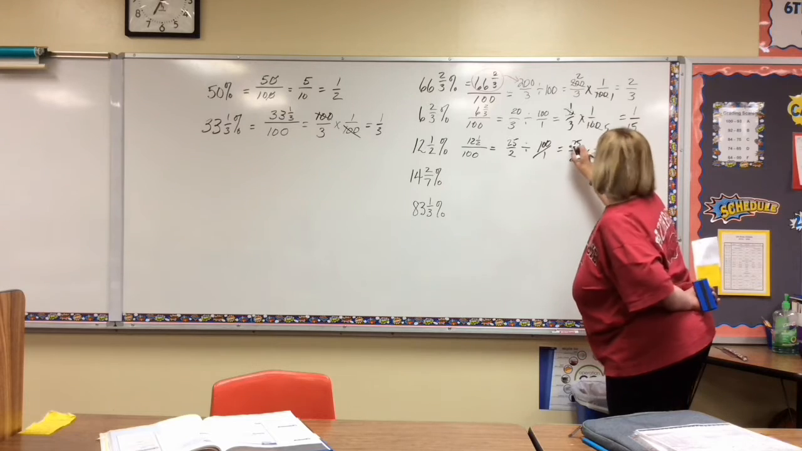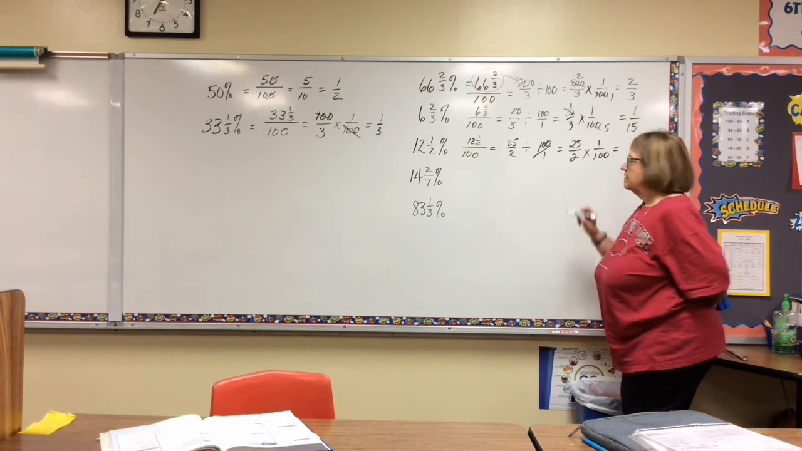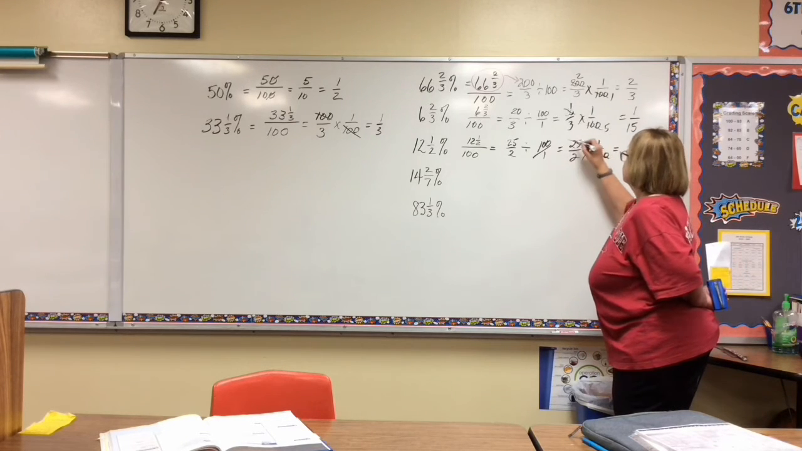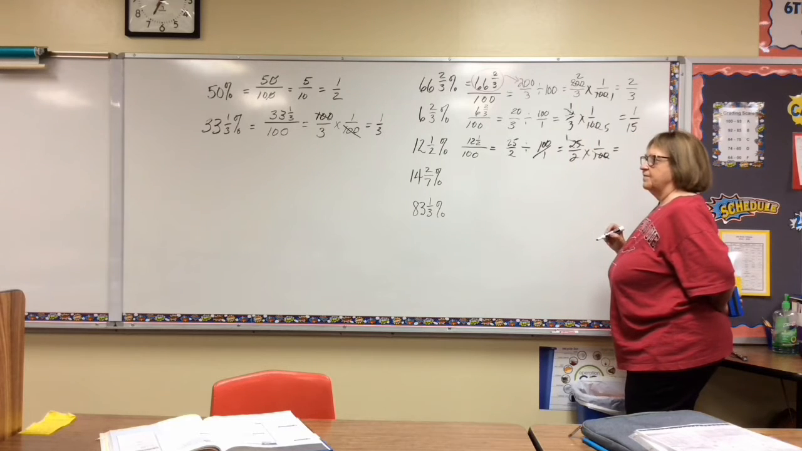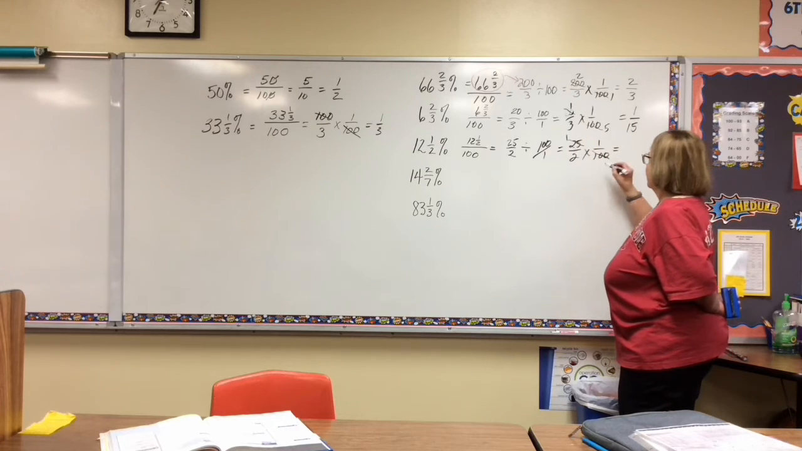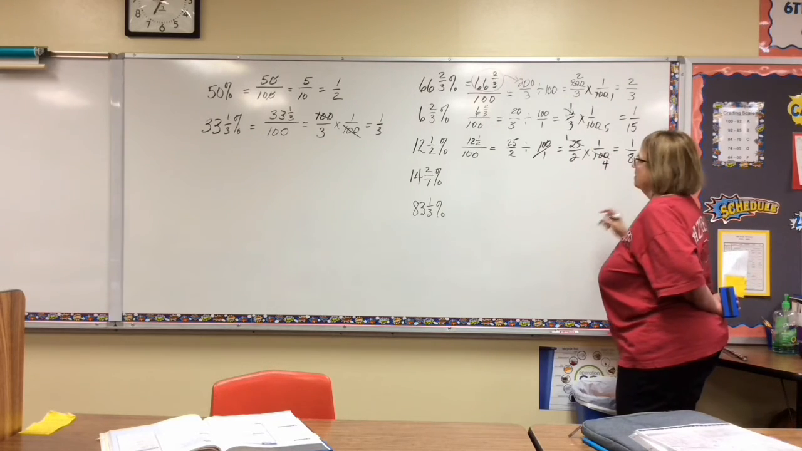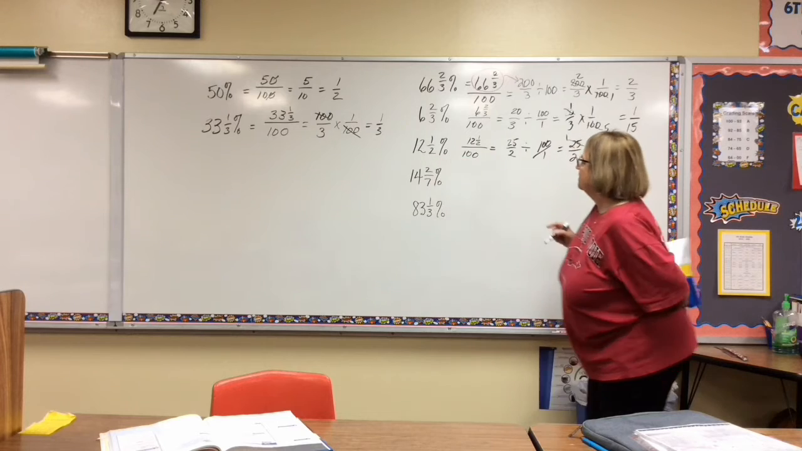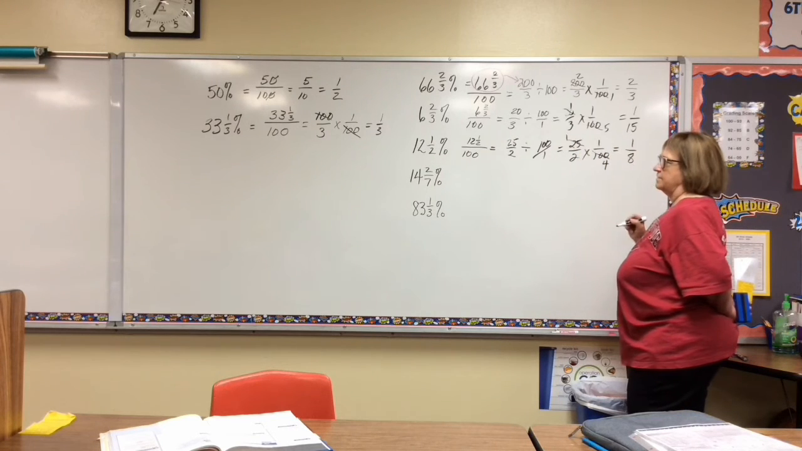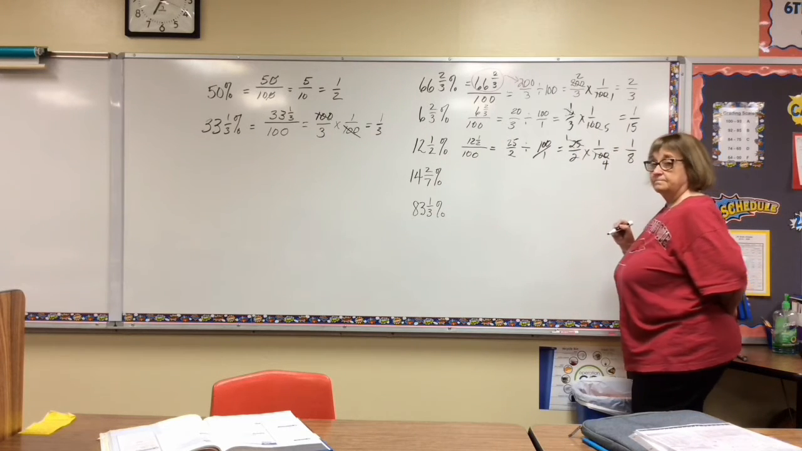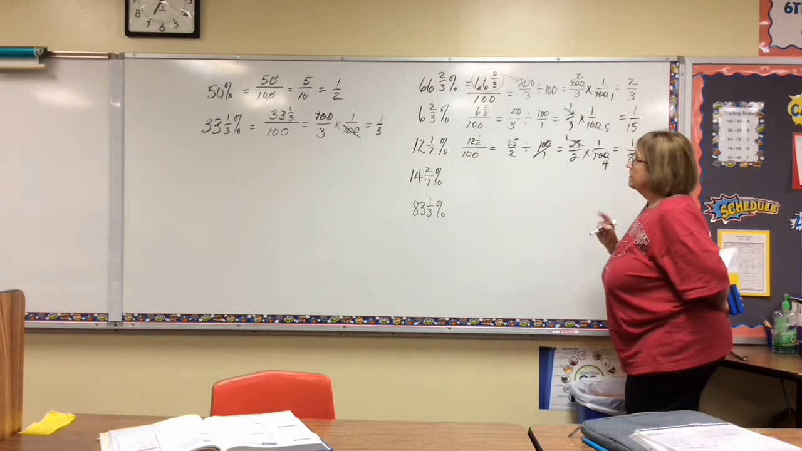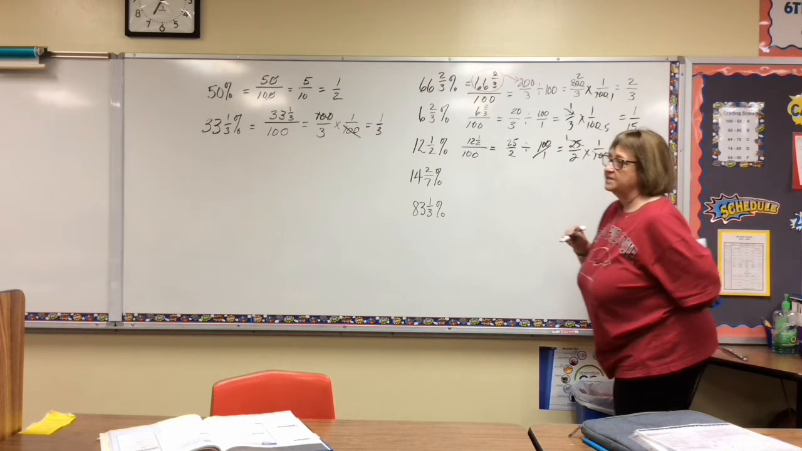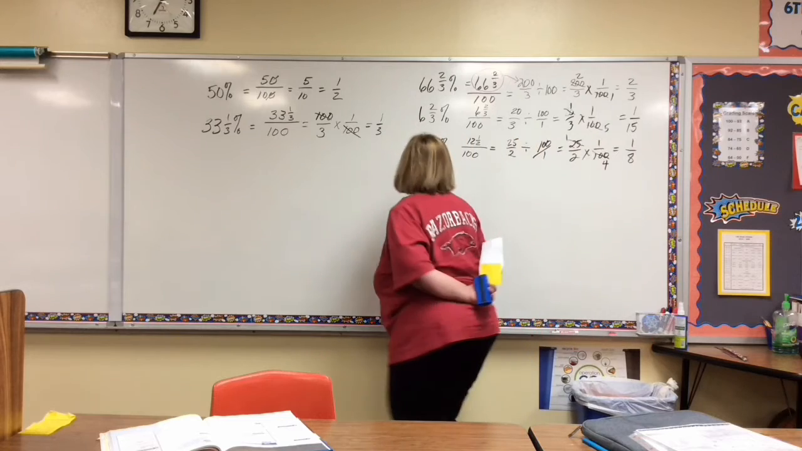All right. How many 25s go into 100? 4. So we divide 25 by 25, we get 1. 25 into 100 is 4. 1 times 1 is 1. 2 times 4 is 8. 12.5% is equal to 1/8. I think that's A, B, C, D. I think this is practice number D.